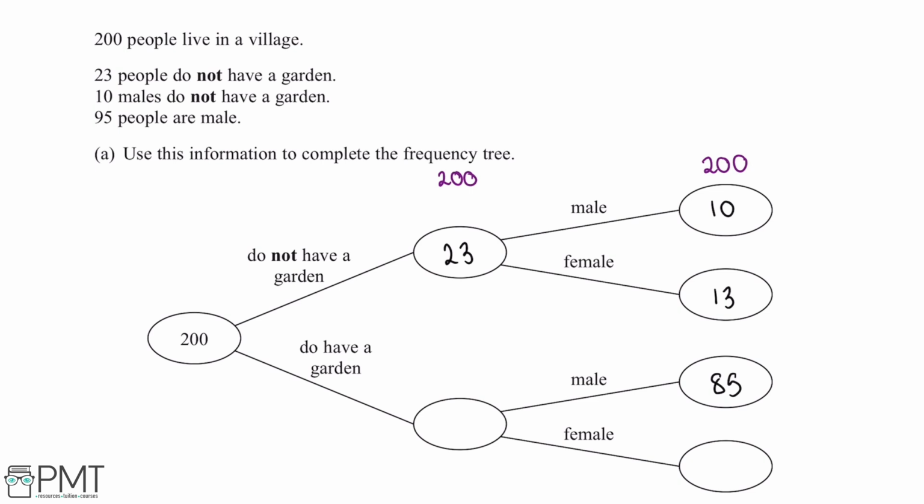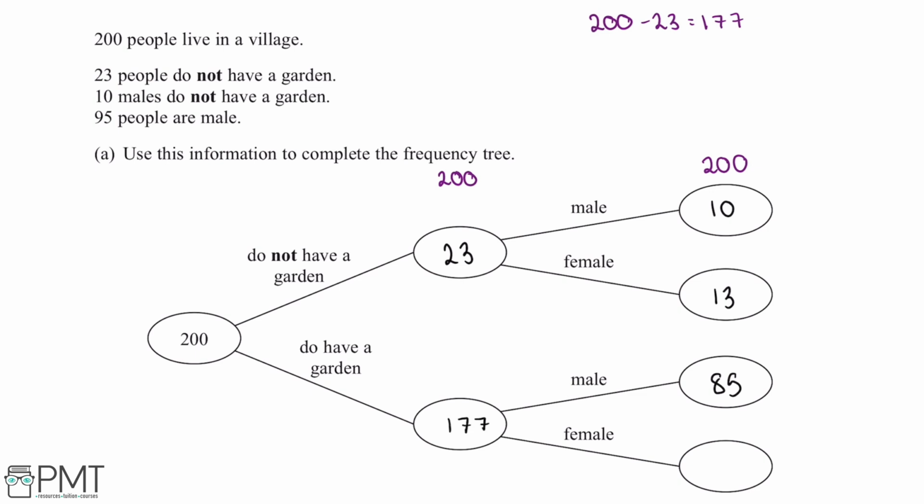So next we know that 200 people live in this village. 23 of them do not have a garden. Therefore, 200 minus 23 of them will have a garden, which gives us 177 people.